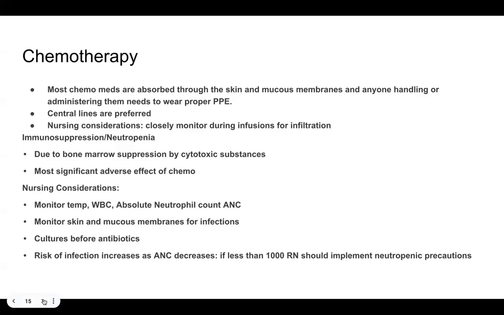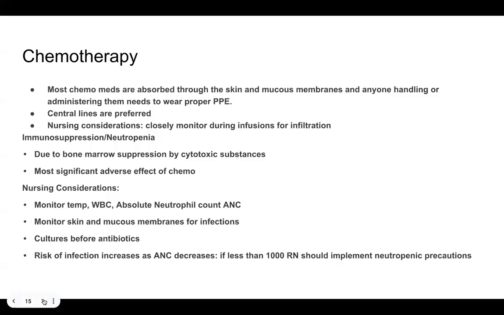Nursing considerations: we want to look at temps. We want to look at white blood cell counts. And we want to look at absolute neutrophil counts. These are really, really important with neutropenia. We're always looking at skin and mucous membranes for signs of infection. Always remember cultures before antibiotics. And it's important to know the risk of infection increases as the ANC decreases. If the ANC is less than 1,000, the nurse should implement neutropenic precautions.